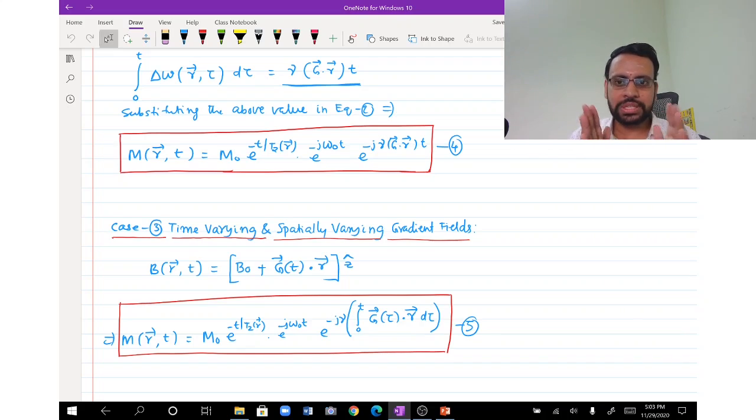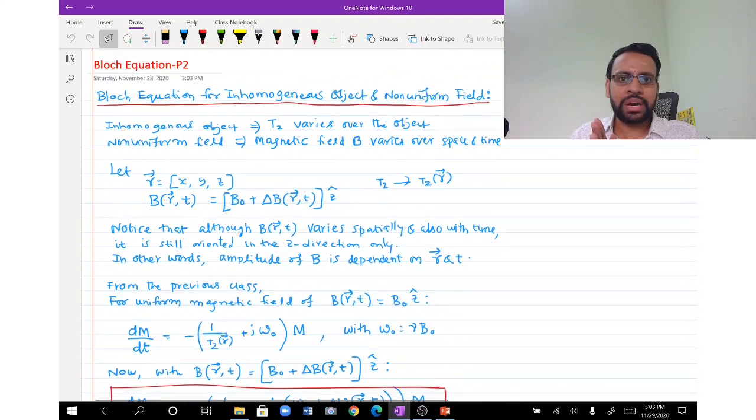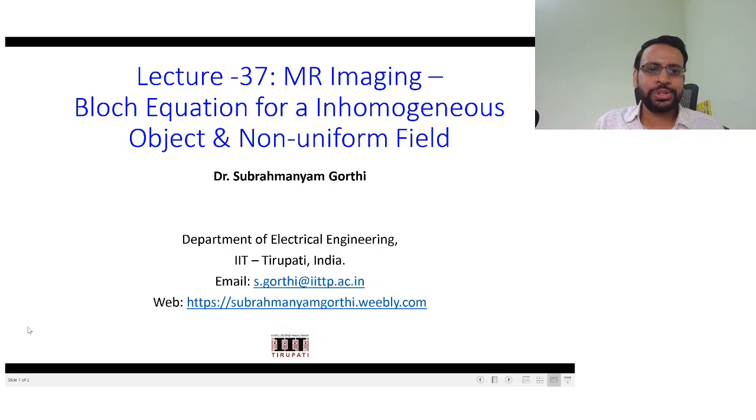Okay, hope this is clear, where we have made a transition from the previous lecture, where we considered the Bloch equation for a homogeneous object and a uniform field. Now we moved on to an even more generic case where in your object the T2 is replaced by T2 of r bar, and your uniform field B naught is replaced by B naught plus delta B of r bar comma t, and then we considered certain special cases of it. Hope that is clear.